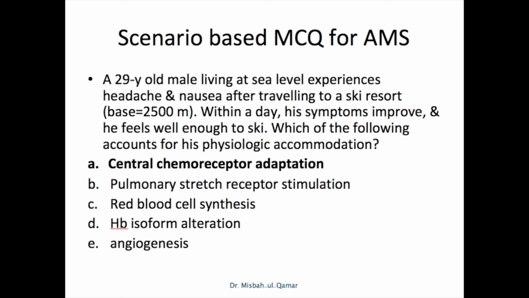But keep in mind that it is the central chemoreceptors which adapt slowly to this lowered arterial partial pressure of carbon dioxide over 8 to 24 hours. So they allow the ventilation rate to rise, and hence the symptoms improve. Now the RBC production and the angiogenesis also require weeks to months to compensate for the effect of hypoxia. And there is no evidence that altitude causes a change in the hemoglobin isoform or the pulmonary stress responses.